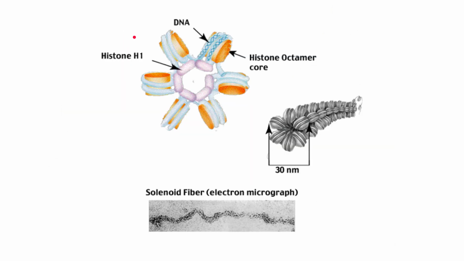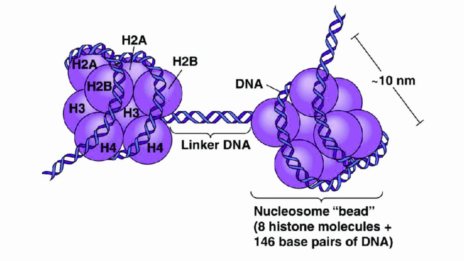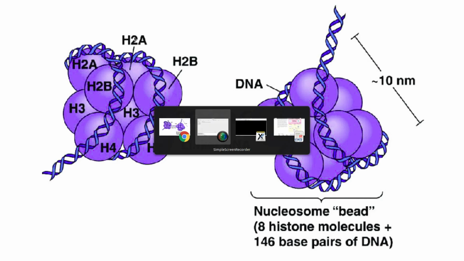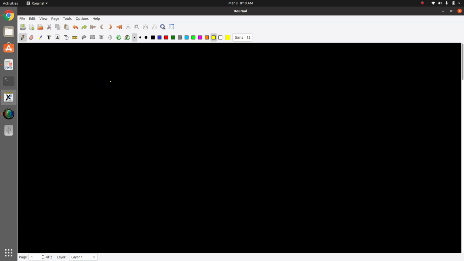So this kind of forms a bead on thread kind of structure. So these are the histones, and this is the DNA. These are kind of beads on a thread, but this is still not enough compactness. The amount of compactness the DNA achieves is much more than that.